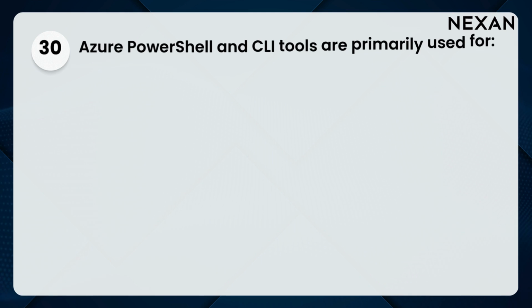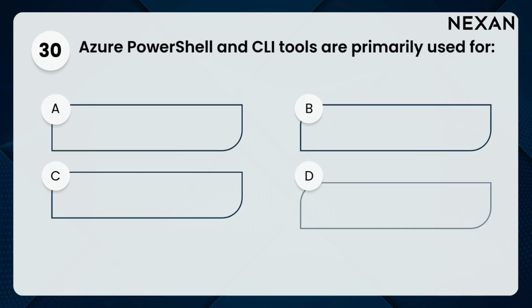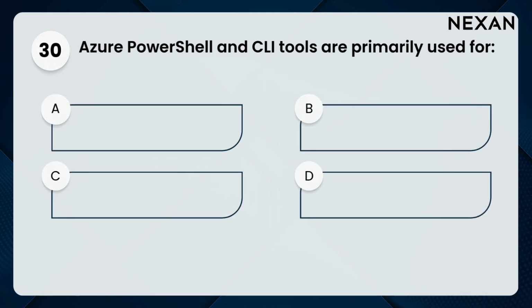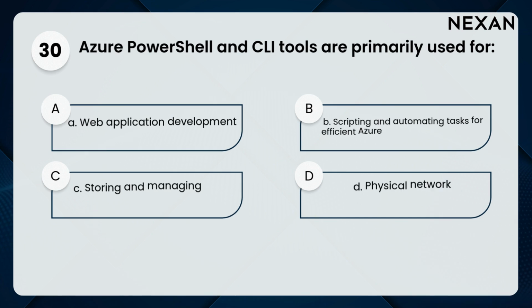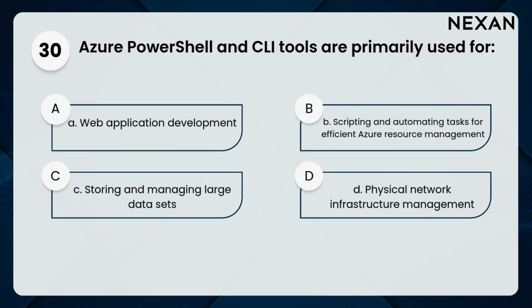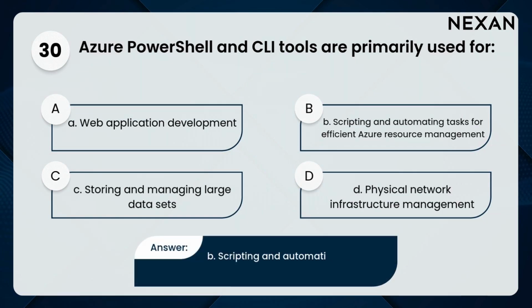30. Azure PowerShell and CLI tools are primarily used for A. Web application development. B. Scripting and automating tasks for efficient Azure resource management. C. Storing and managing large data sets. D. Physical network infrastructure management. Answer B. Scripting and automating tasks for efficient Azure resource management.